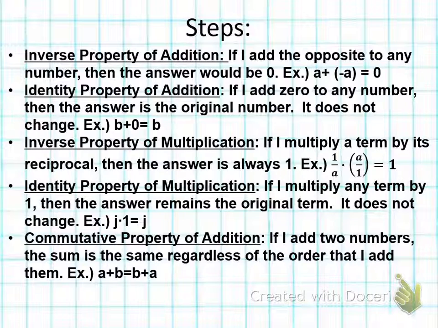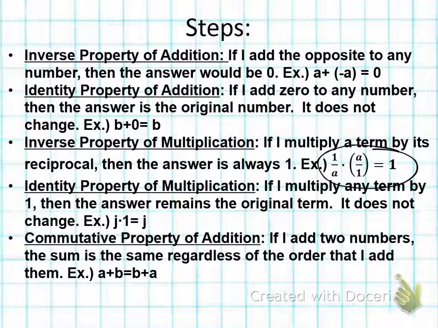So the identity property, right? We add 0 to something, it doesn't change, okay? Then there's the inverse property of multiplication here. This one is a little bit more technical. It's when we have a fraction multiplied by the reciprocal, it's always going to be equal to 1, okay? Fraction multiplied by the reciprocal is equal to 1, okay?